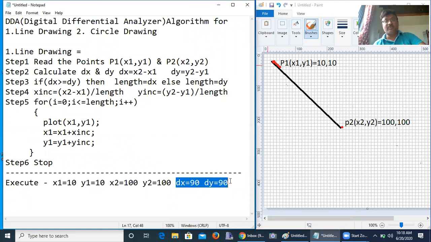How do this dx and dy become 90, 90? Because x2 minus x1 is 100 minus 10, which is 90, and then 100 minus 10 is 90 again, correct? So what is the length going to be?